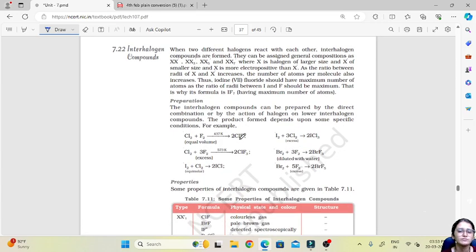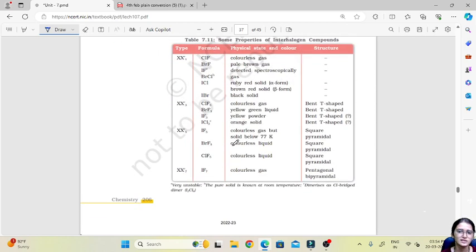And interhalogen compounds mean the compounds which are formed by two different halogens. In this table they have shown we have 1, 2, 3, 4, 5 types. ClF, chlorine fluoride, bromine fluoride, iodine fluoride, bromine chloride, these are the compounds and their characteristics. Now these compounds are given with the structures. ClF3, chlorine trifluoride, has a bent shape. Almost all are having bent shape, that you can remember in this form.